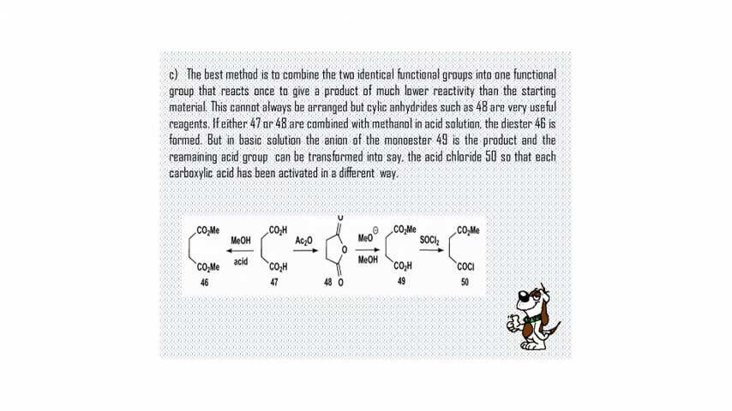If either 47 or 48 are combined with methanol in acid solution, the diester 46 is formed, but in basic solution the anion of the monoester 49 is the product and the remaining acid group can be transformed into, say, the acid chloride 50 so that each carboxylic acid has been activated in a different way.